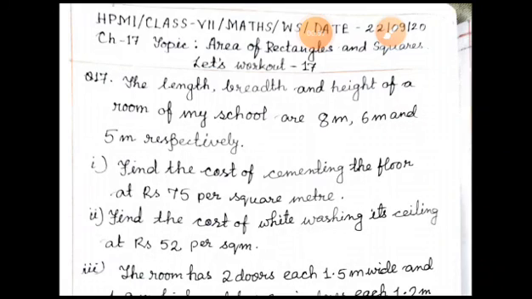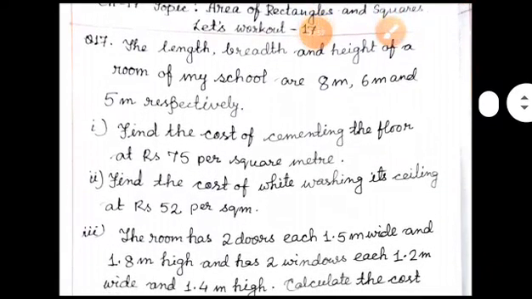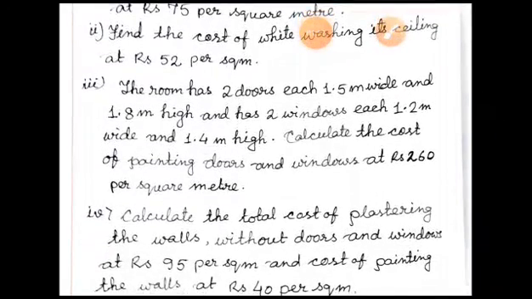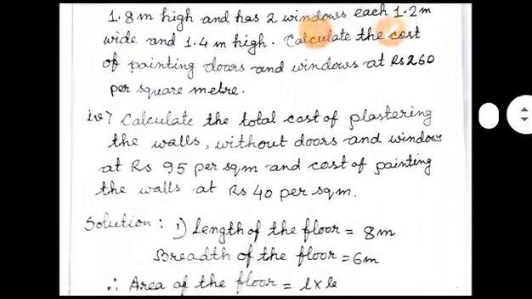Next, the room has two doors, each 1.5 meter wide and 1.8 meter high, and has two windows, each 1.2 meter wide and 1.4 meter high. Calculate the cost of painting doors and windows at rupees 260 per square meter. And the fourth part question is, calculate the total cost of plastering the walls without doors and windows at rupees 95 per square meter, and cost of painting the walls at rupees 40 per square meter. So one by one we are going to start with the solution.